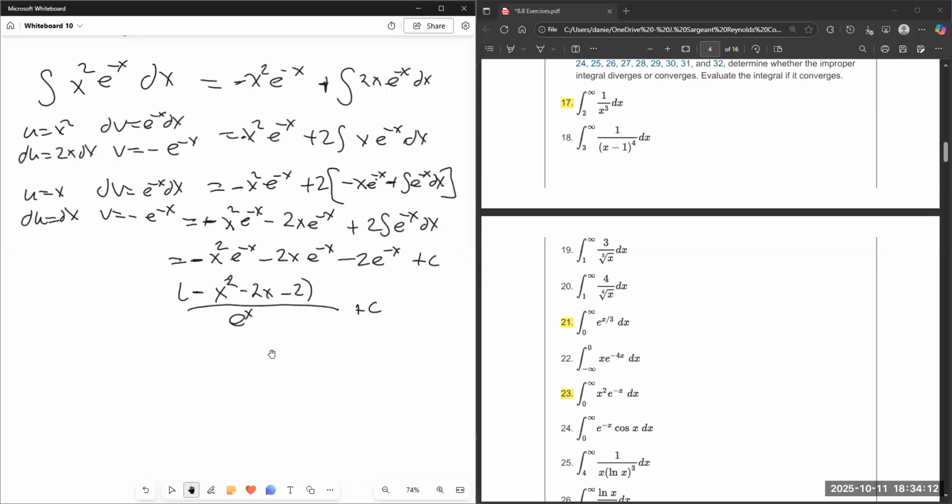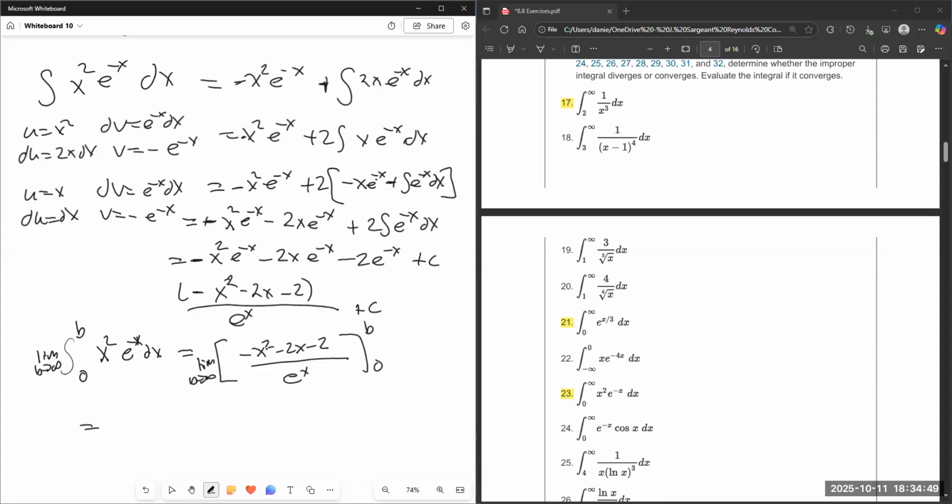So the definite integral from 0 to b, limit as b goes to infinity of x squared e to the negative x dx should be equal to negative x squared minus 2x minus 2 over e to the x, limit as b goes to infinity, from 0 to b.